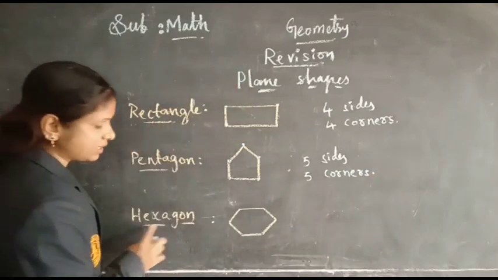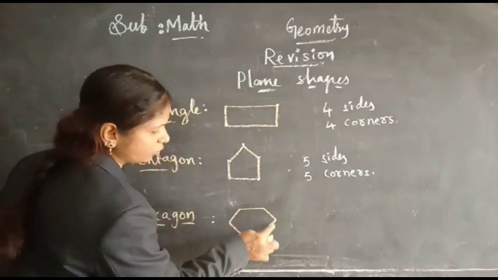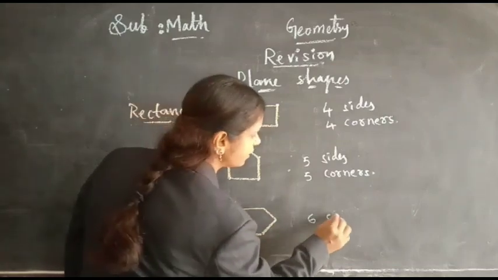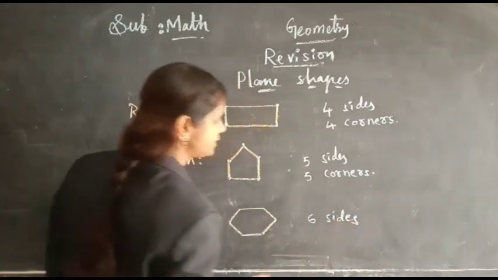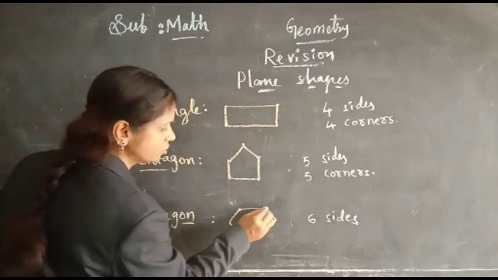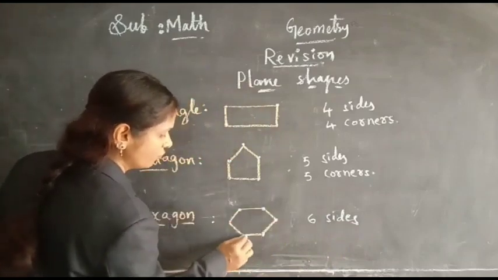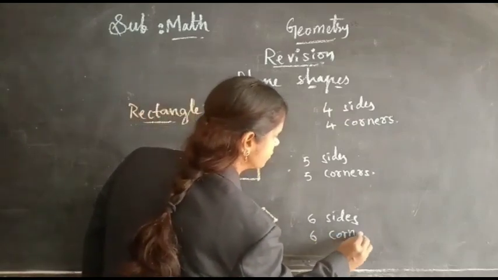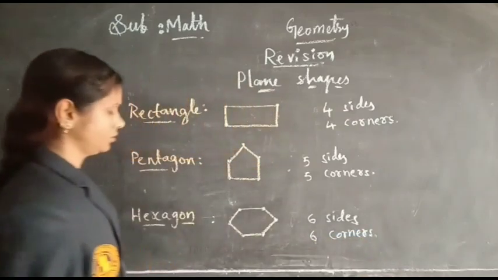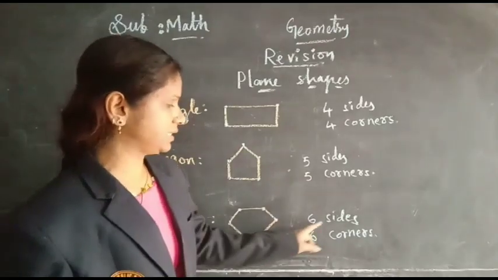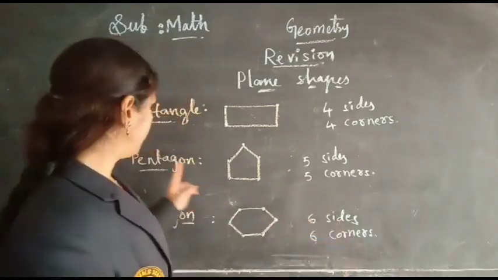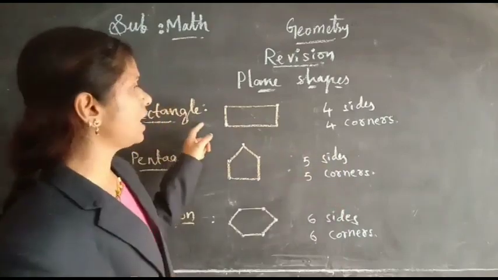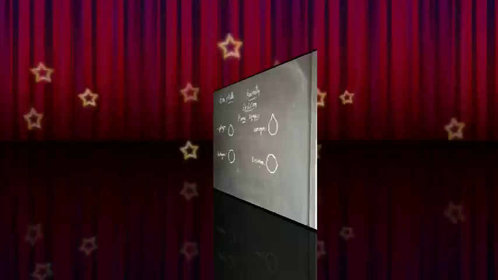And next shape is hexagon here. 1, 2, 3, 4, 5, 6. Hexagon is a 6-sided figure. So it has 6 sides and 6 corners. Means hexagon has 6 sides and 6 corners. Pentagon has 5 sides, 5 corners. And rectangle has 4 sides, 4 corners.